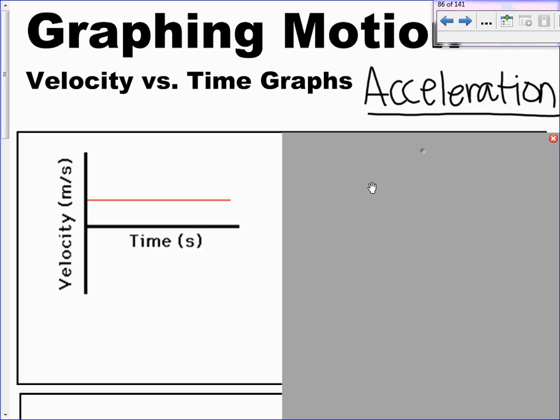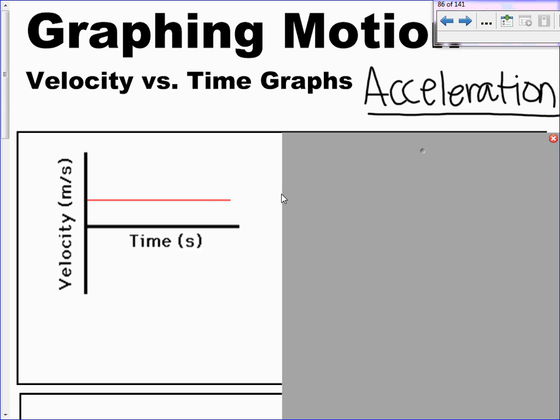So we have done distance versus time graphs, in which the slope of a graph is its speed, because speed is distance over time. And we've done position versus time graphs, in which the slope of the graph is its velocity, because velocity is change in position over time. So now we're doing velocity versus time graphs.